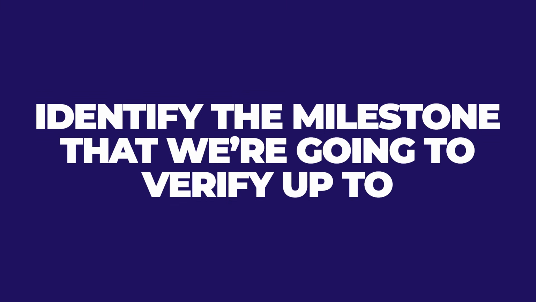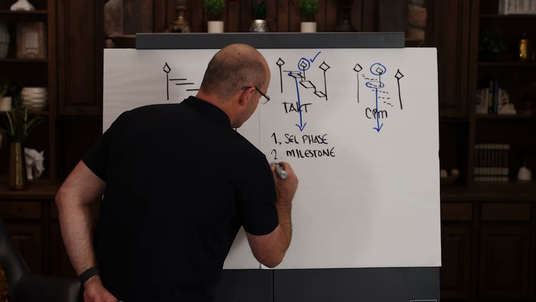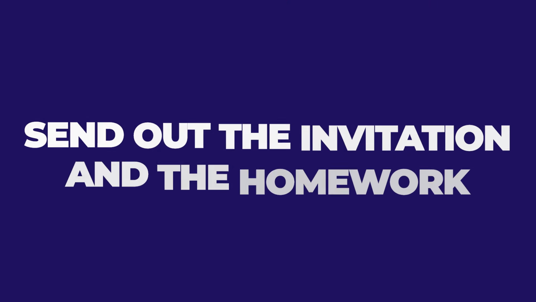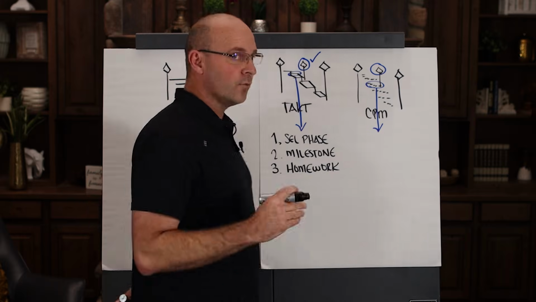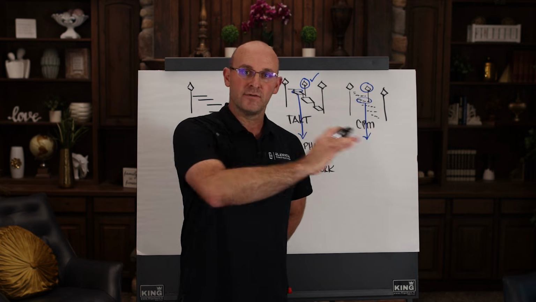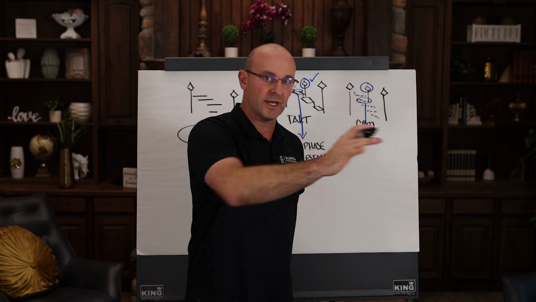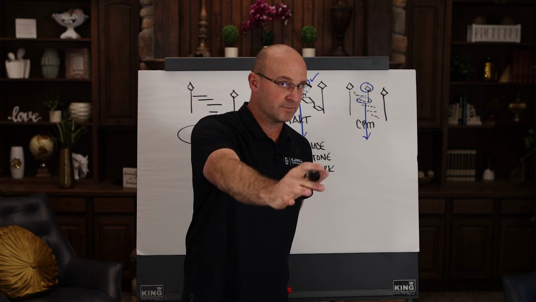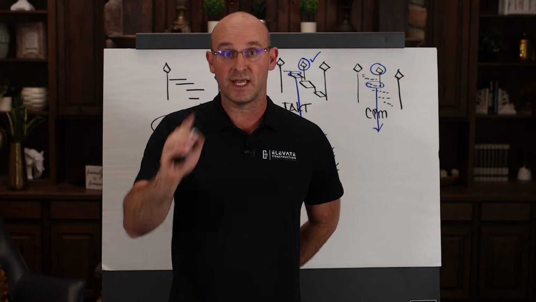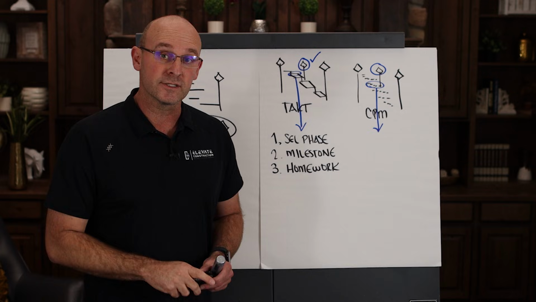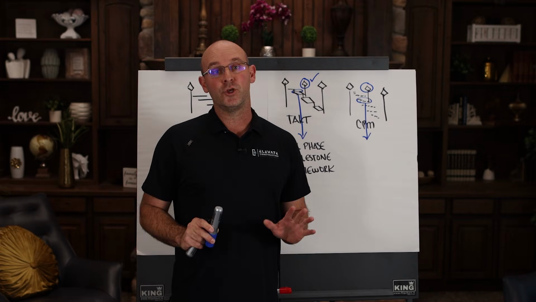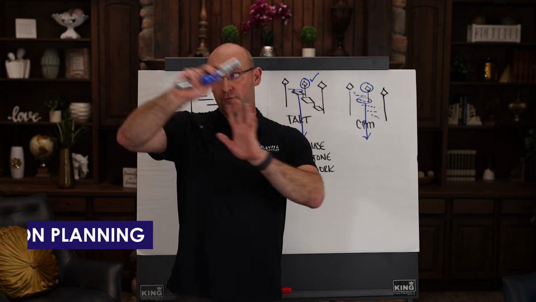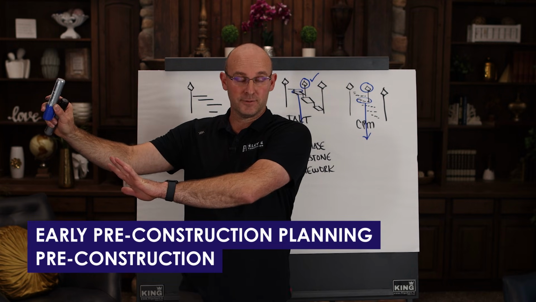Number two, we need to identify the milestone that we're going to verify up to. Number three, when we're doing a pull plan, and this is all in the book, you want to send out the invitation and the homework. I love it when the trade partners have 1 or 2 weeks and we send out the invitation, the conditions of satisfaction, the milestone, where it's going to happen, what is expected, like identifying the tags or stickies. And actually one thing, if you really want to not get surprised, this sequence in the Takt plan or the CPM, send out what you think the durations are from your early pre-construction planning.